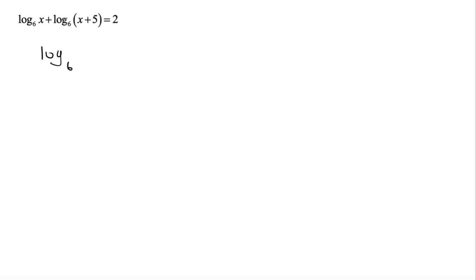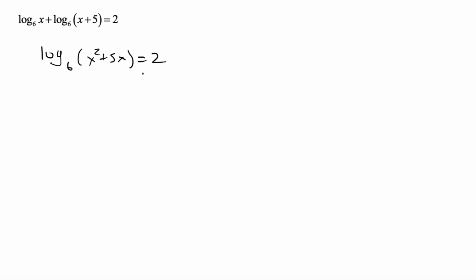By doing so, we're going to multiply the arguments together, right? So x times x plus 5. Notice that we get x squared plus 5x, and that's going to equal 2. Now we have the one log expression on the left, and just the number by itself on the right side.